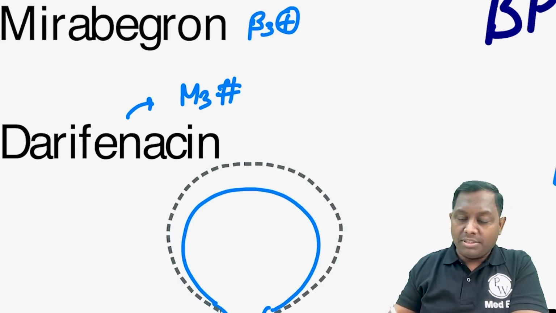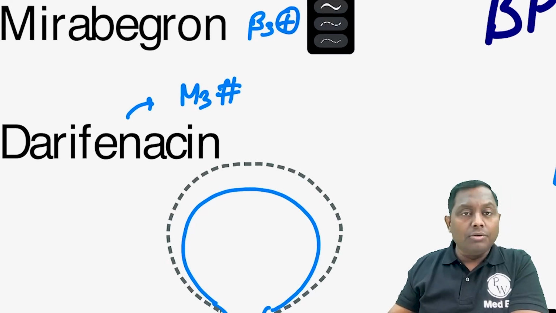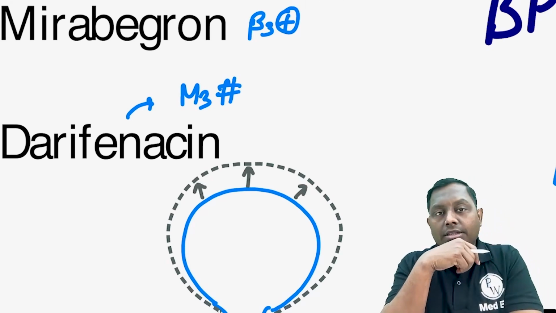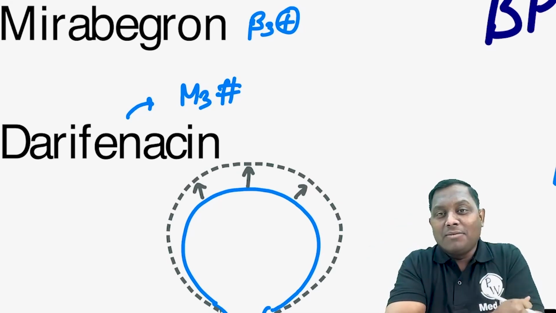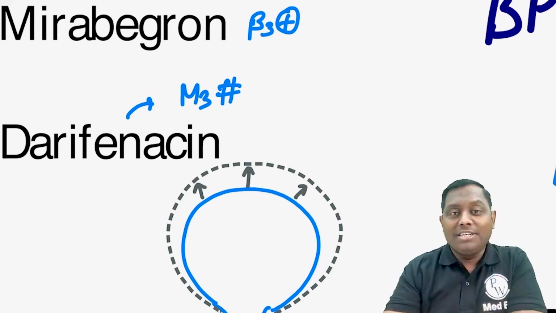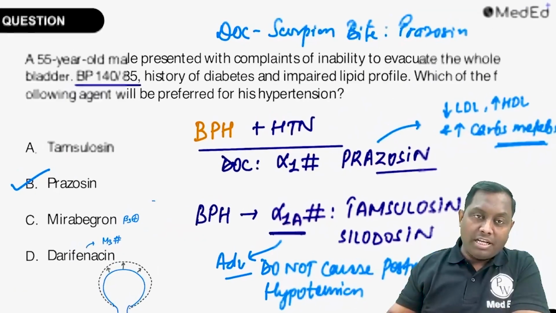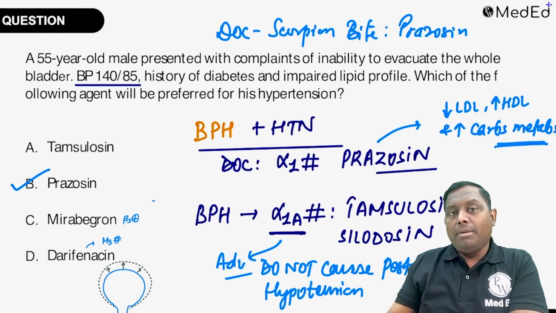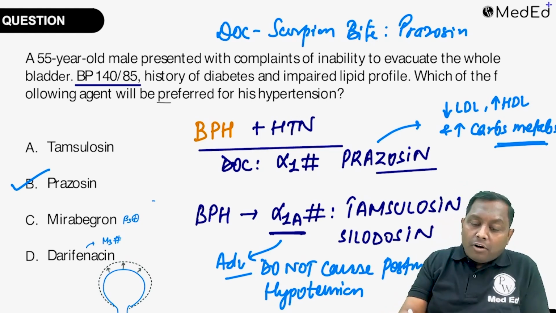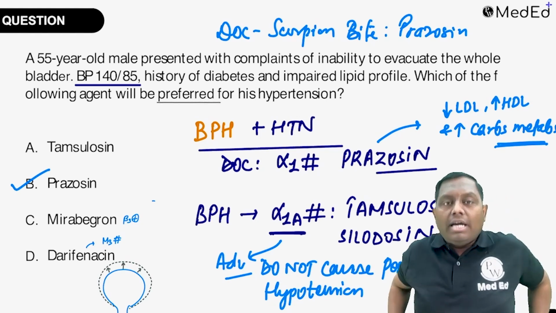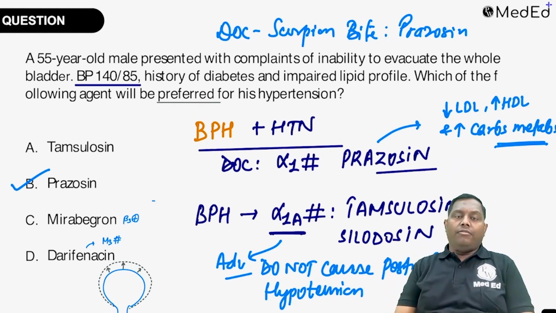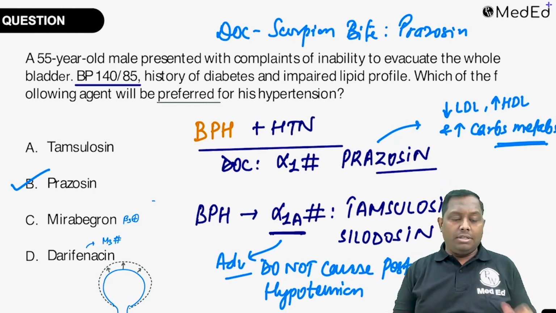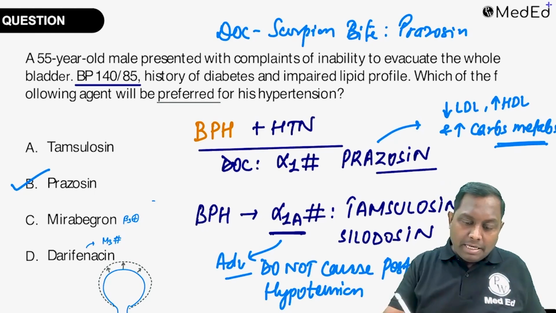So the urine holding capacity of the bladder is going to increase, and when it increases, what will happen? The risk of urine retention will be further high. So instead of treating this patient, if you use mirabegron or darifenacin, you will worsen the scenario. Tamsulosin can be used, yes, but the examiner is asking which drug is preferred. If there is already hypertension plus BPH, we are going to prefer prazosin rather than tamsulosin. Tamsulosin only if there is a history of BPH only.